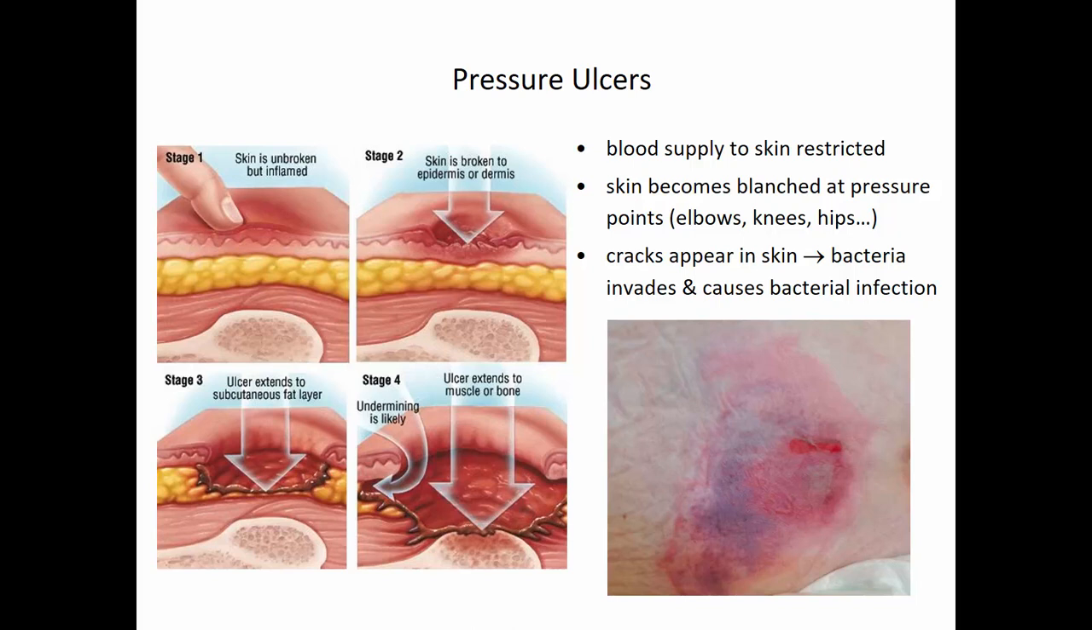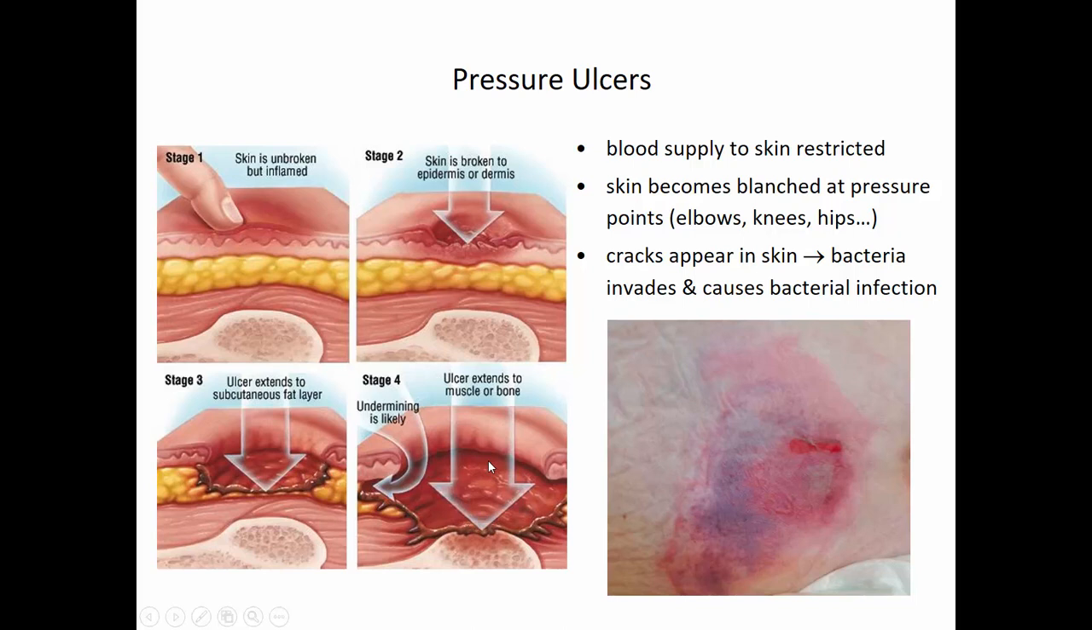And so what we'll see is that the skin will become blanched at first, sort of whitened, and then it'll start to get very red and inflamed. That's what we call stage 1. When the skin starts to break, that is what we call stage 2. If the bacteria invade and we get an ulcer that extends right through the epidermis and the dermis down to the fatty layer, that is stage 3. And stage 4 is the worst, where the ulcer will extend right down to the muscle, or maybe even beyond the muscle to the bone.